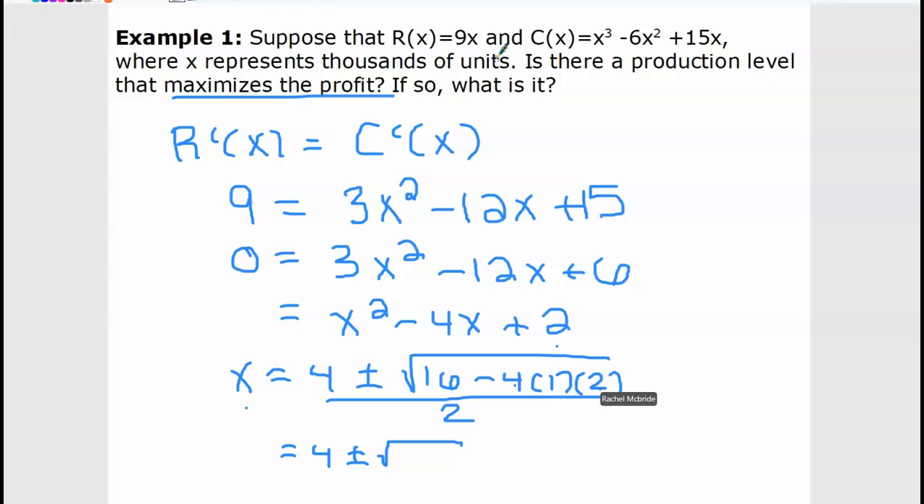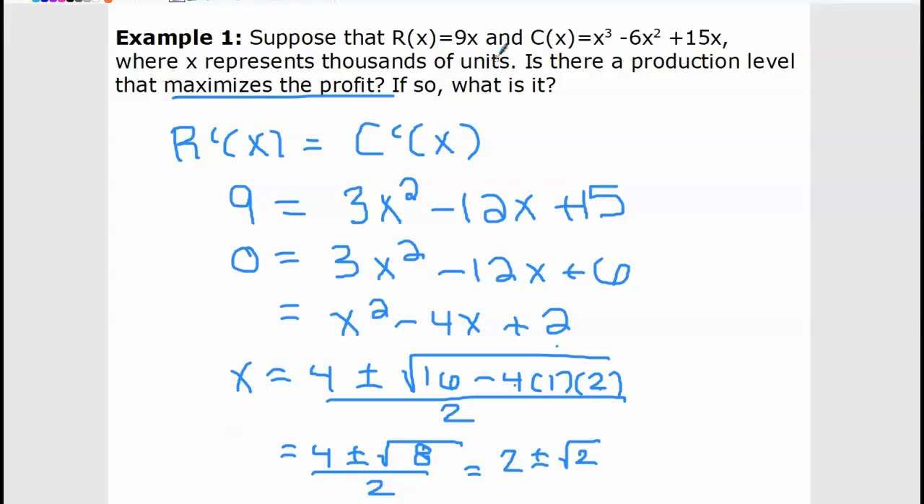So 4 times 2 is 8. 16 minus 8 is 8. But the square root of 8 is actually 2 square roots of 2. So I could take 4 divided by 2, which is 2, plus or minus 2 square roots of 2 divided by 2, which is the square root of 2. And then again, that should make sense that we have 2 answers on a quadratic.